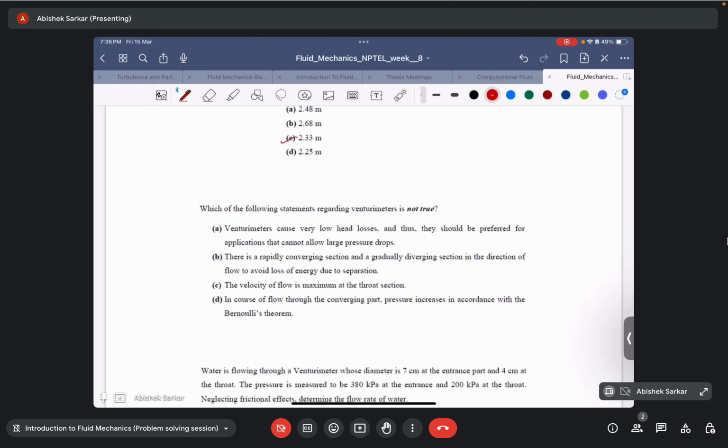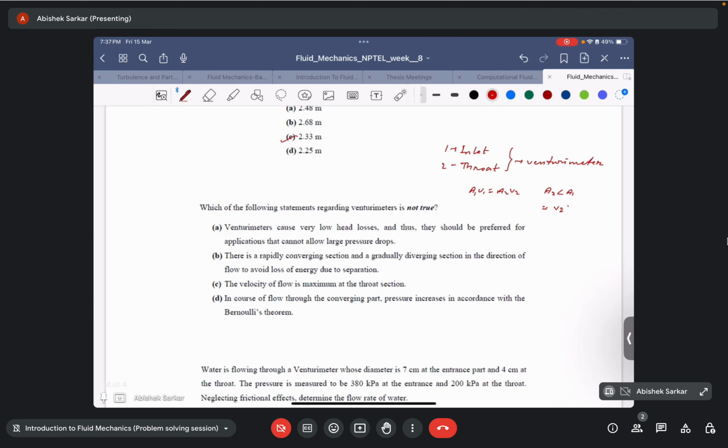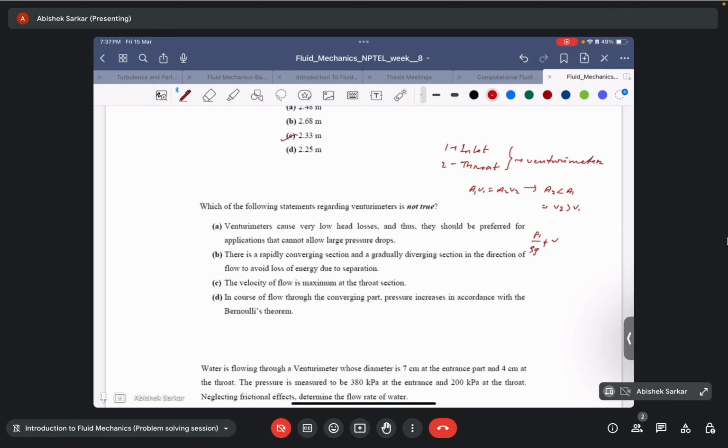Mathematically, if one denotes the inlet and two denotes the throat of the venturi meter, then from the continuity equation for subsonic flows we have A1 V1 equal to A2 V2. Now if A2 is lesser than A1, it implies V2 is greater than V1 from continuity. Very simple. Now from Bernoulli's equation, let us assume the venturi meter is placed horizontally, so that the throat and the inlet are at the same level. So we have P1 by rho g plus V1 square by 2g is equal to P2 by rho g plus V2 square by 2g.